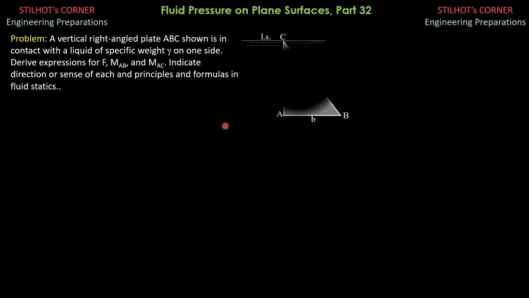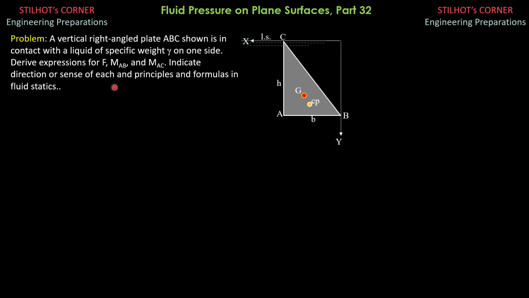So here is the given figure. It's a triangular plate, a vertical triangular plate. The liquid surface is flush with this vertex, and we have here the corners of the right angled plate. So of course this is the location of the centroid. This is the location of the center of pressure. The positive direction for X is here and Y direction is here. And this is based on the derived formulas in fluid statics.